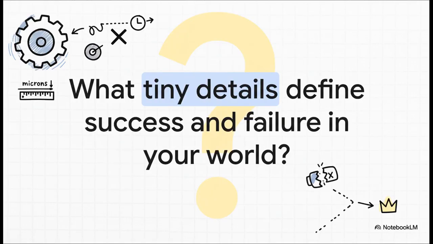And that kind of leaves us with one last thought to chew on. If a few microns, a microscopic deviation, can literally define the life or death of a machine, it really makes you wonder, doesn't it? What are the tiny, unseen details that define success and failure in your world?